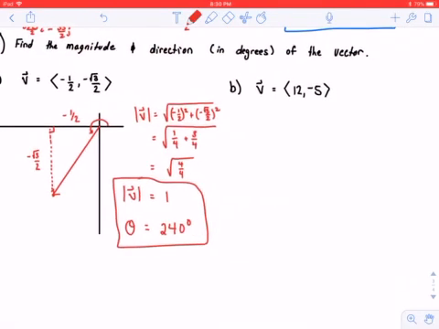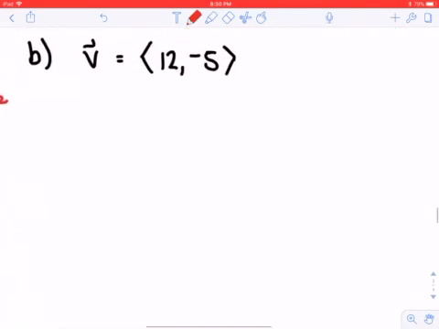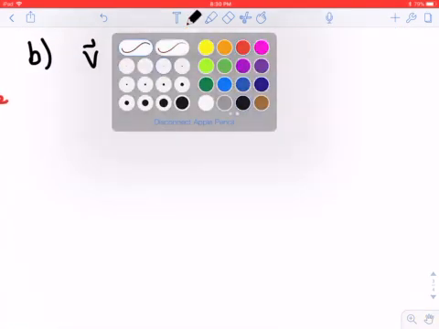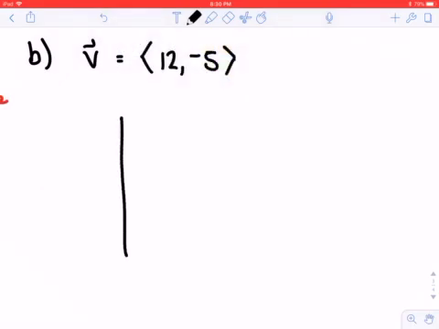circle. That's what this one had. Sometimes you don't. That's what we're going to get on our second one. So let's draw this first. We're going to go right and down. So I'm going to be in the fourth quadrant.